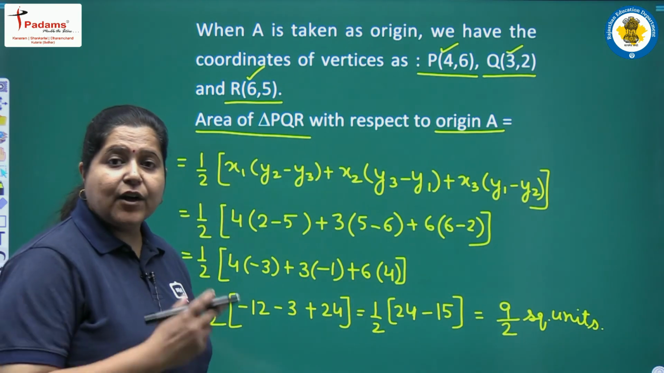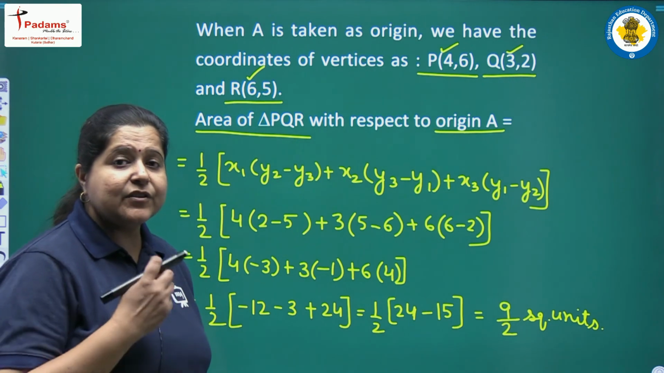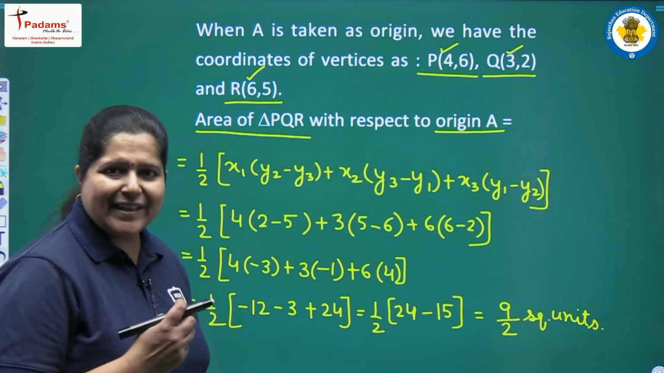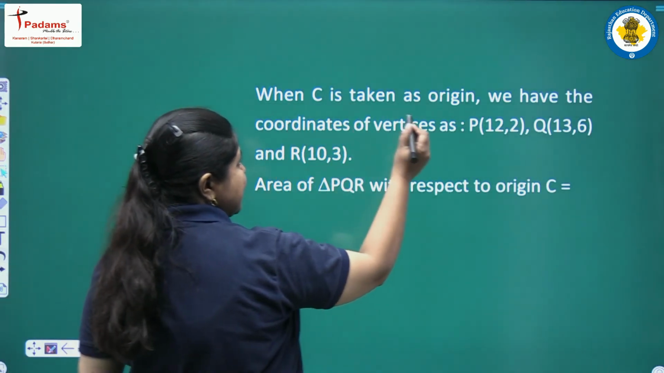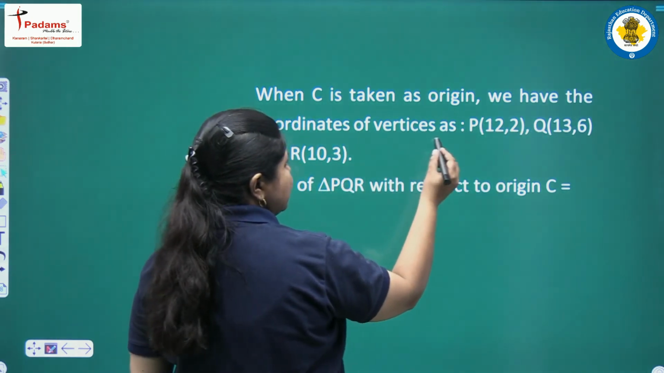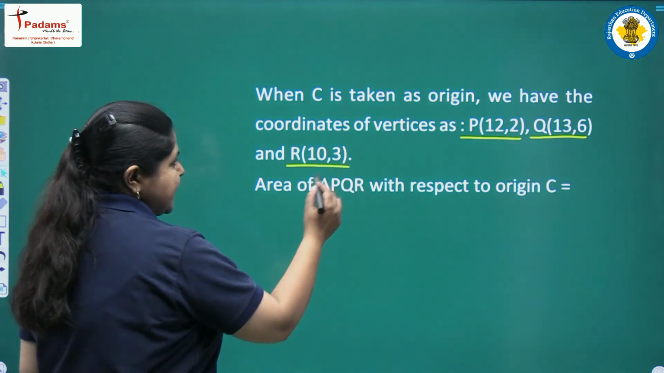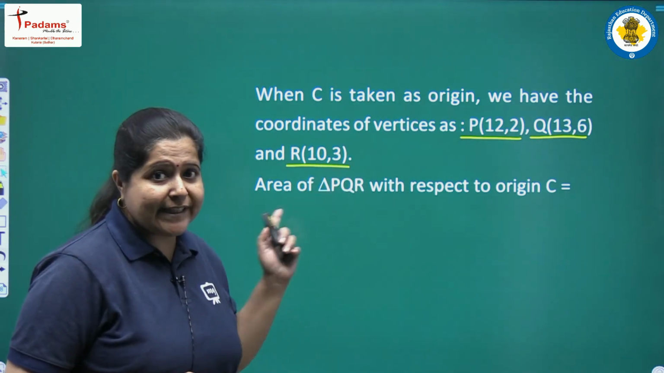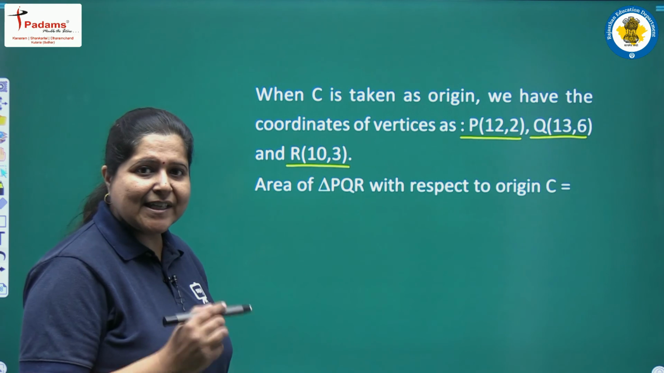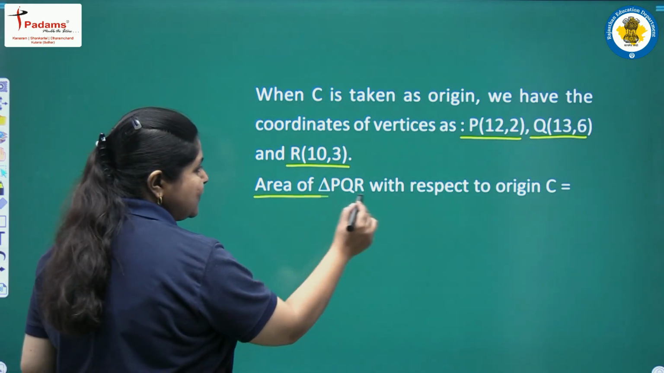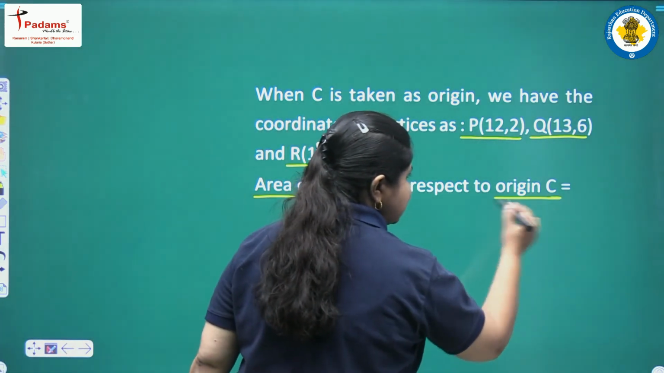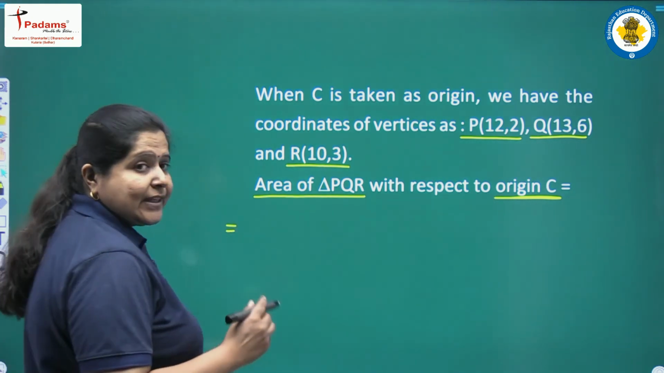Next we find the area of the same triangle, but this time with respect to point C as origin. We write here, when C is taken as origin, we have the coordinates of vertices as P 12, 2, Q 13, 6 and R 10, 3. A little while ago we found these coordinates with point C as origin, and now we will be finding the area of triangle PQR with respect to origin C. This time we straight away apply the formula.